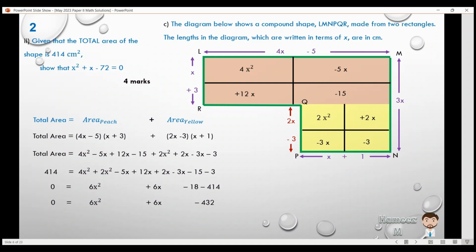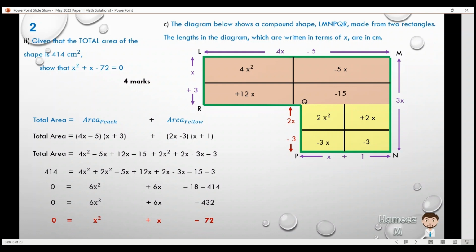So 6 into 0 will still be 0. 6 into 6x squared will be x squared. 6 into 6x will be x. And 432 divided by 6 is minus 72. And this is exactly what we have above.